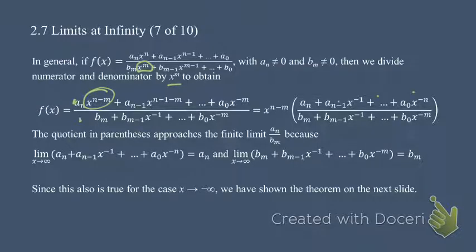Now keep in mind, anything to a negative exponent is going to go to 0. So all these terms in between are going to go to 0. All these will go to 0. Okay? And I'm only left with, what are these? These are those leading coefficients. Remember the leading coefficients? As well as this x to the n minus m.